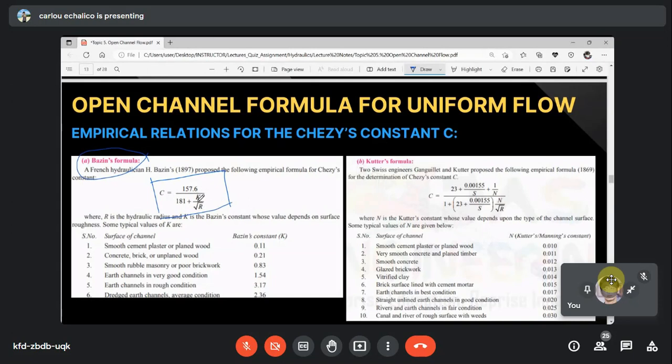The Bayesian formula gives C in terms of K, which is called the Bayesian constant. It depends on your surface, your channel, whether it's cement, smooth, or earth. So your K will vary. I think you don't need to memorize this. Just note that this is in SI units.